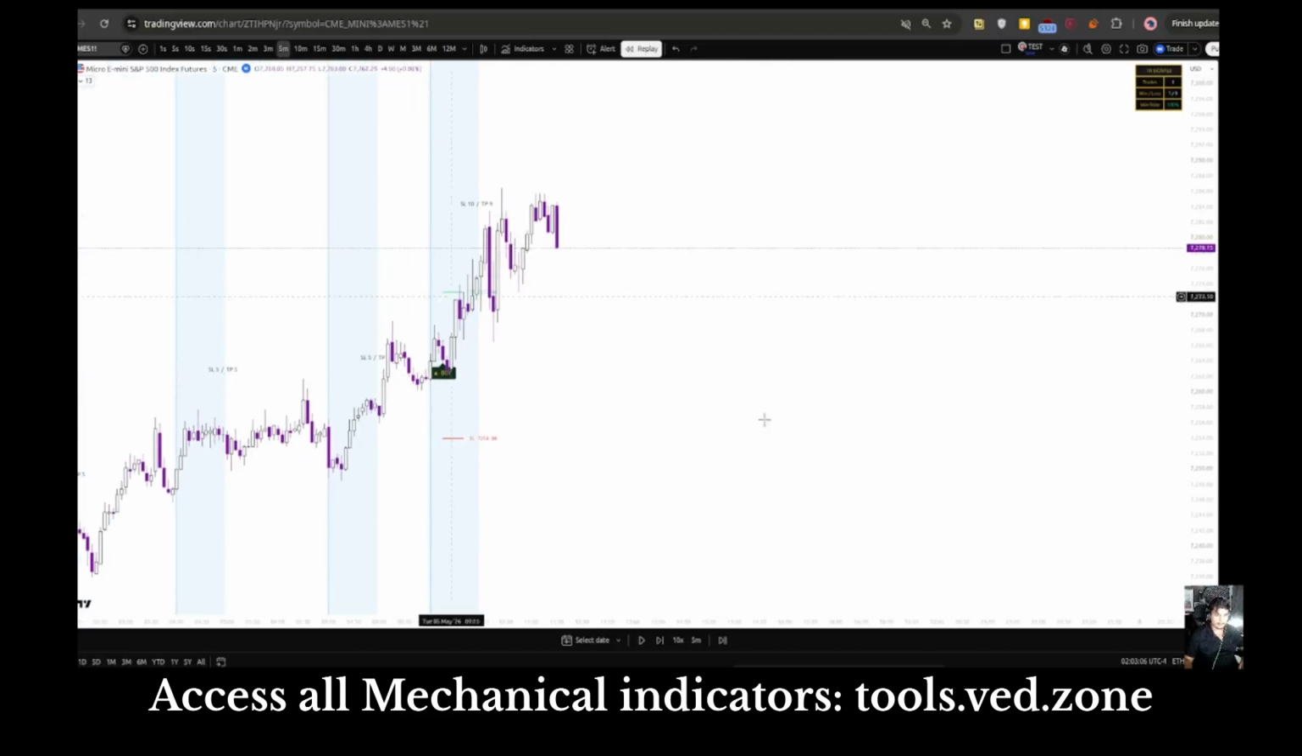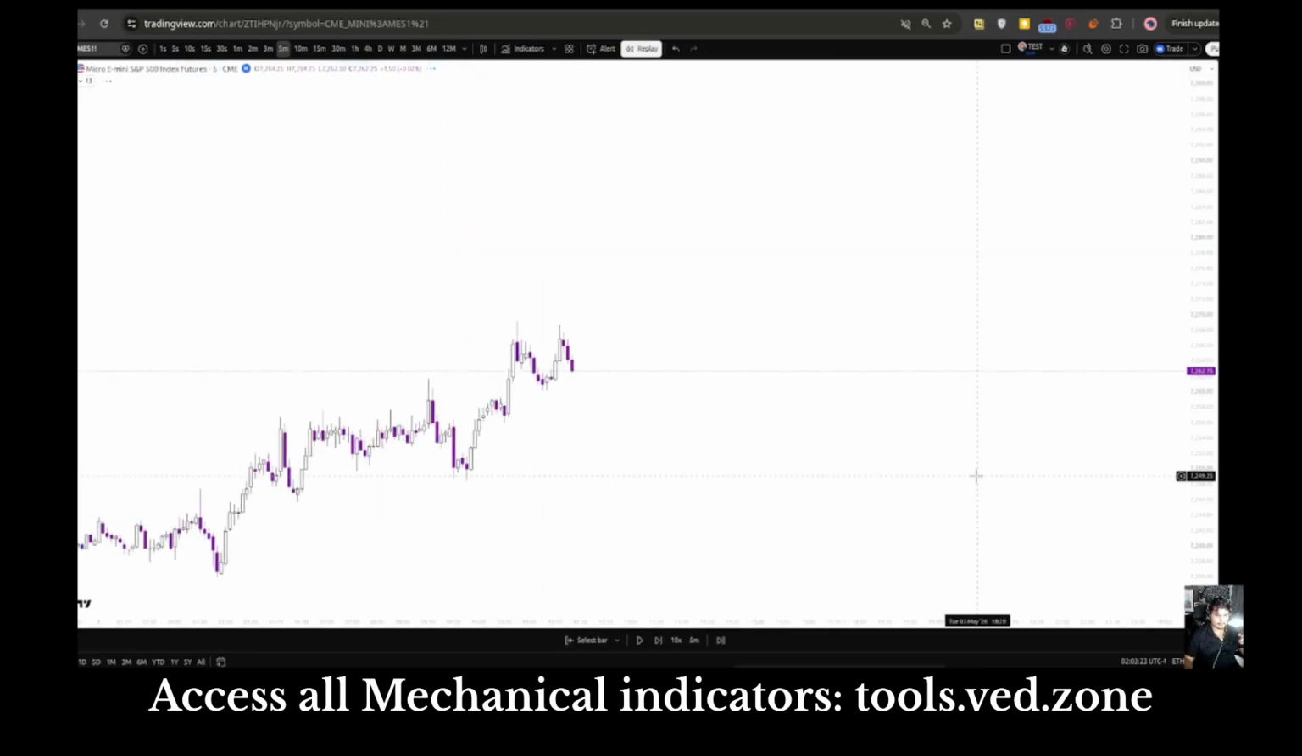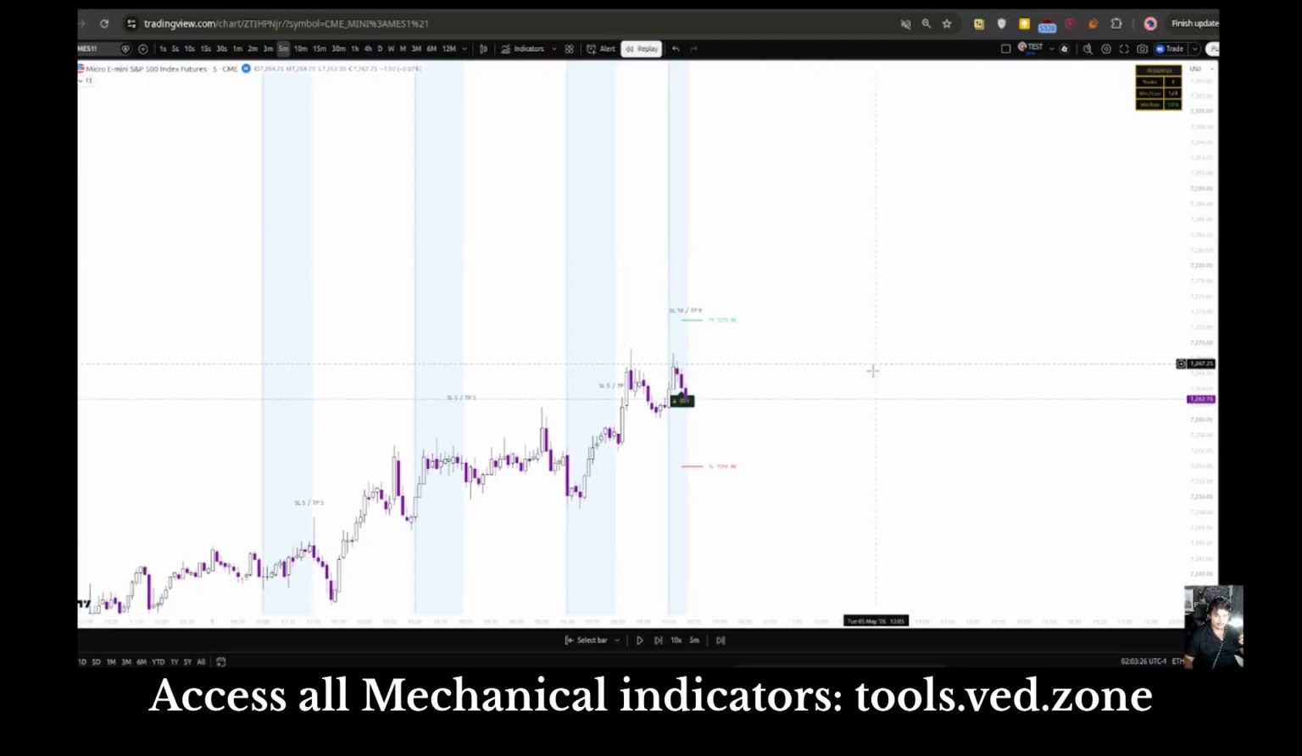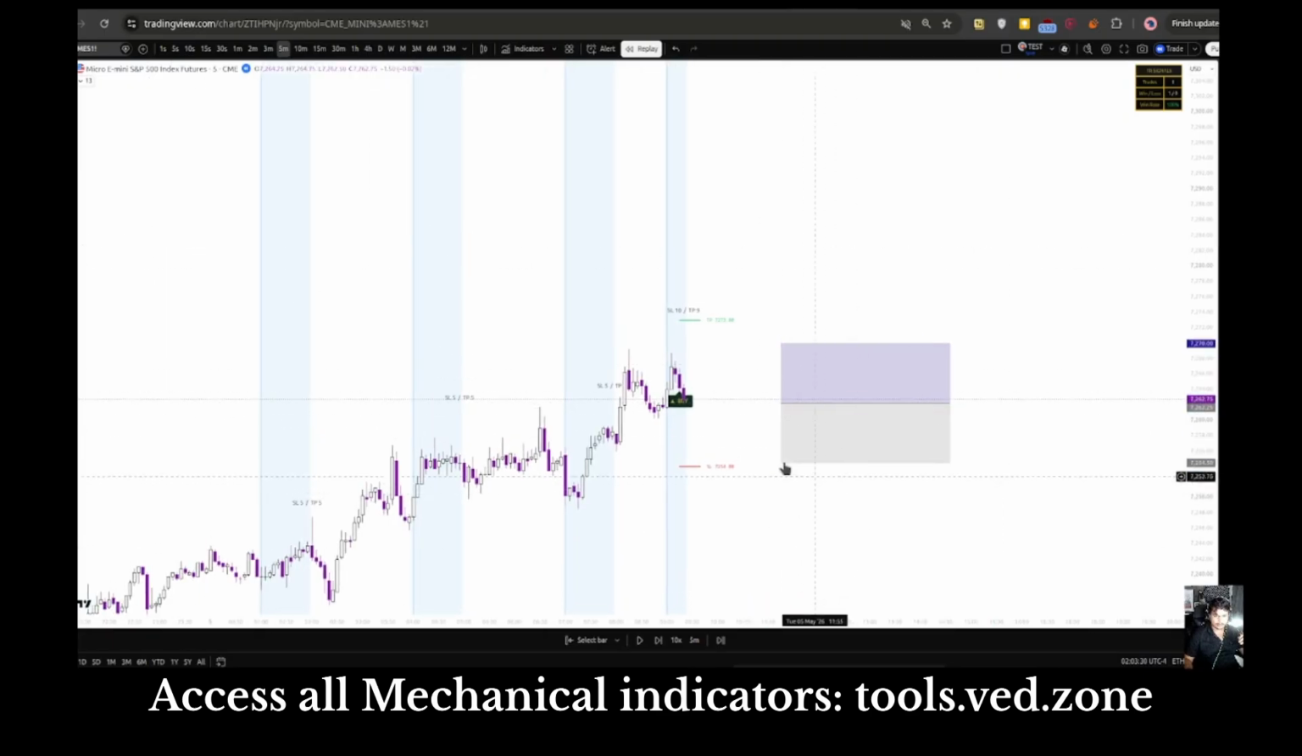Now, this is the mechanical model, but if you want an even higher win rate, what you can do is add a little bit of discretionary bias. What do you mean by discretionary bias? A little bit of manual technical analysis, right? For example, let me use the bar replay button here, and go to exactly where the signal was fired. Here the signal was fired, and we would have gotten the long there.